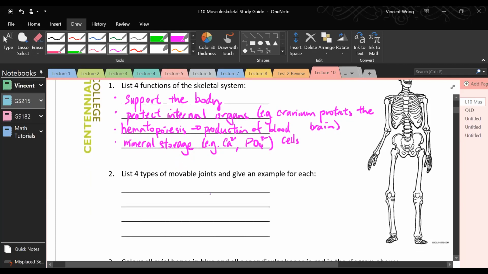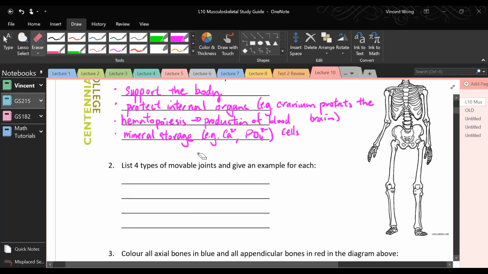Next, list 4 types of movable joints and give examples of each. So the ones that we learned in class include pivot joint. An example of pivot joint is the atlas, which is C1, and axis, which is C2. These are the first 2 bones in your vertebral column, in your backbone. It allows you to turn your head side to side.